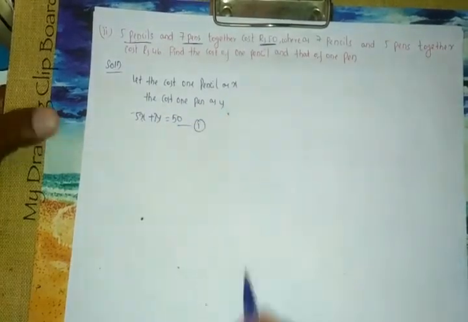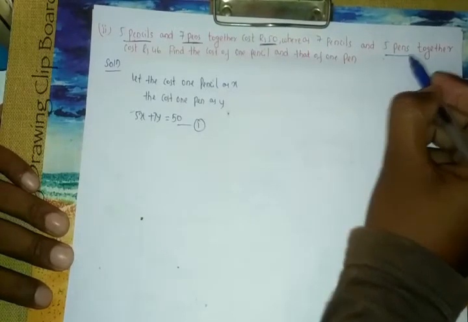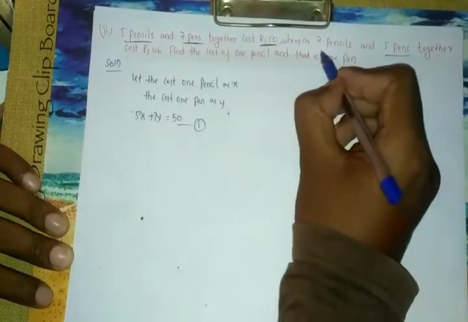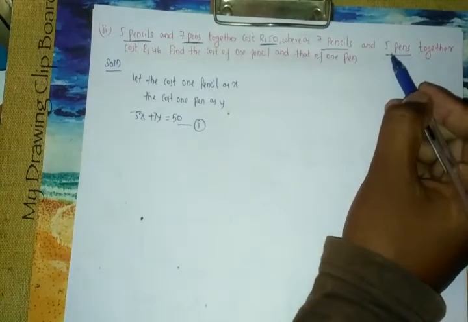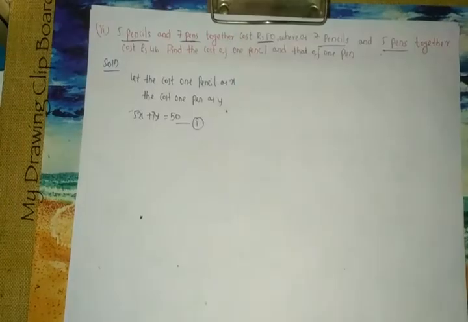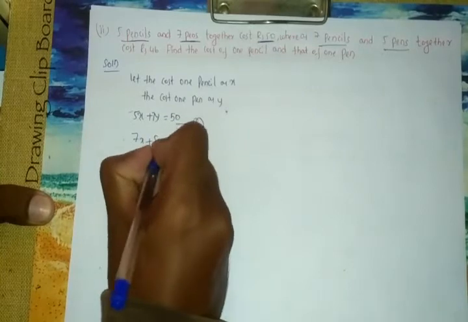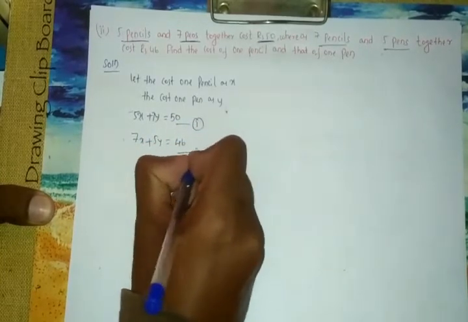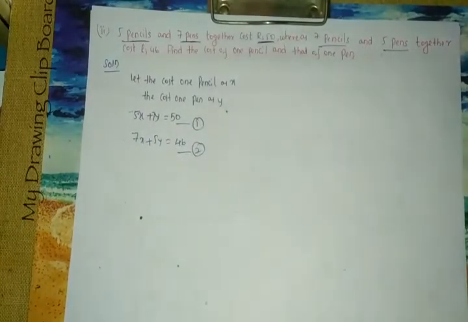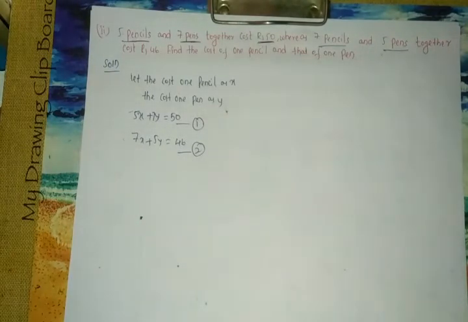Call this equation 1. Similarly, the second situation is 7 pencils and 5 pens together costing rupees 46. So 7x plus 5y equals 46. This is equation 2. We have to represent these two graphically and find the cost of one pencil and the cost of one pen.